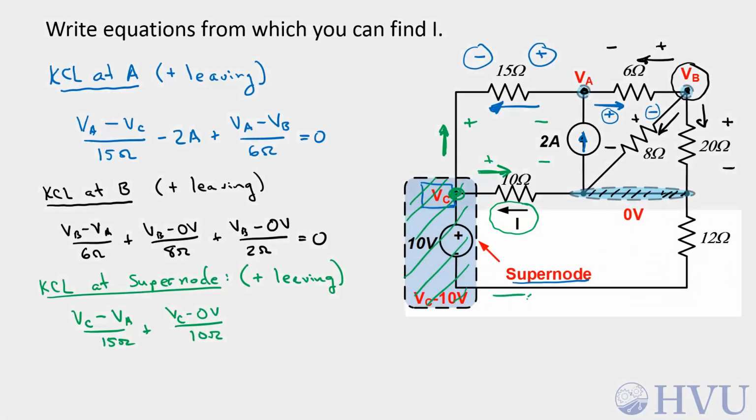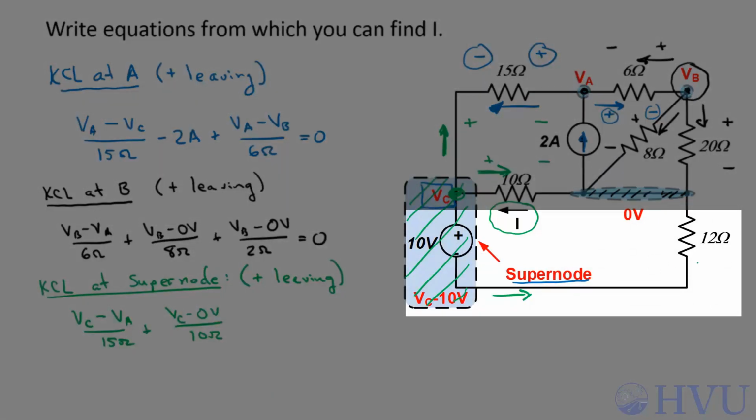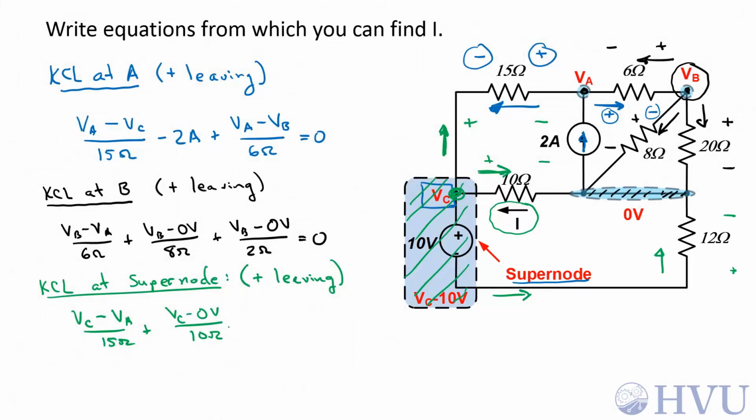Finally, the current in this direction is the same as the current there. That implies this voltage polarity across the 12 ohm resistor. This node voltage is VC minus 10 volts minus the voltage at this negative terminal, which is the reference voltage, which is 0 volts over 12 ohms. Those are also the only currents leaving that node, so those sum to 0 as well. Now we've got 3 equations and 3 unknowns that we can solve for VA, VB, and VC.